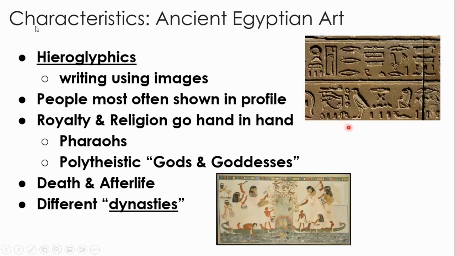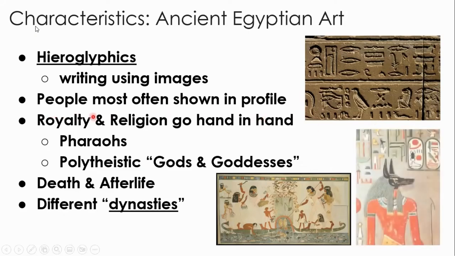Royalty and religion went hand in hand. The royalty were also the gods and the goddesses in their religion. They were very big on death and the afterlife.